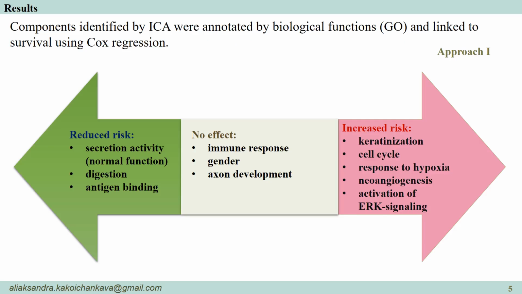Here you can see components identified by ICA, annotated by biological functions and linked to survival of the patients by using Cox regression. Here you can see that secretion activity, digestion, and antigen binding reduce the risk. There are no effects from immune response, gender, and axon development in the tumor cells, and different processes like keratinization, cell cycle, response to hypoxia, neoangiogenesis, and activation of ERK signaling increase the risk for the patient.